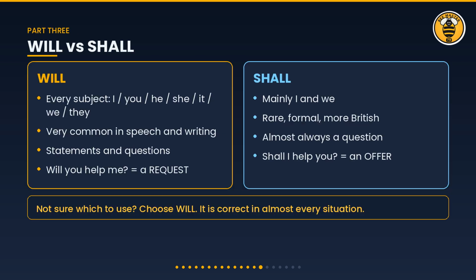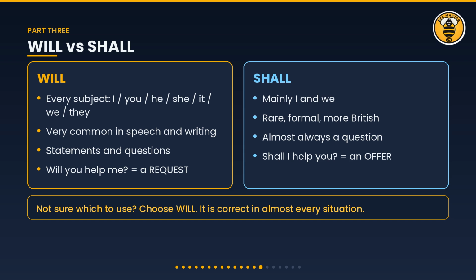Let's put the two words side by side. Will works with every subject. It is extremely common, and it is your safe choice in almost any situation. Shall is used mainly with I and we. It is rare and formal, and it almost always appears in a question.